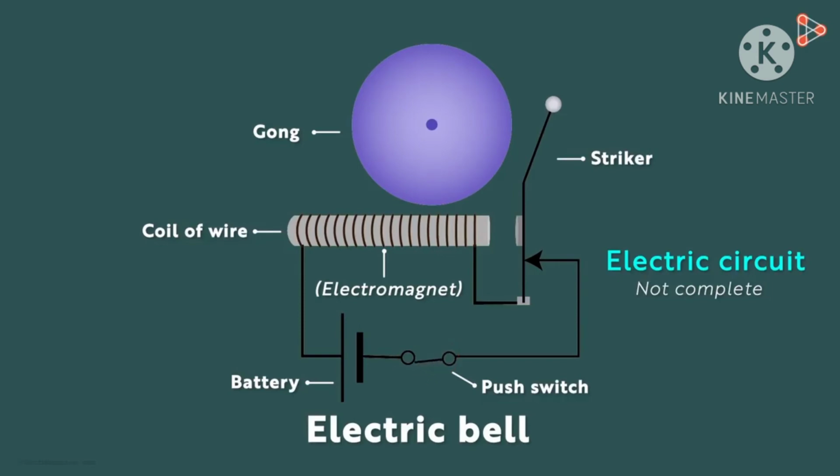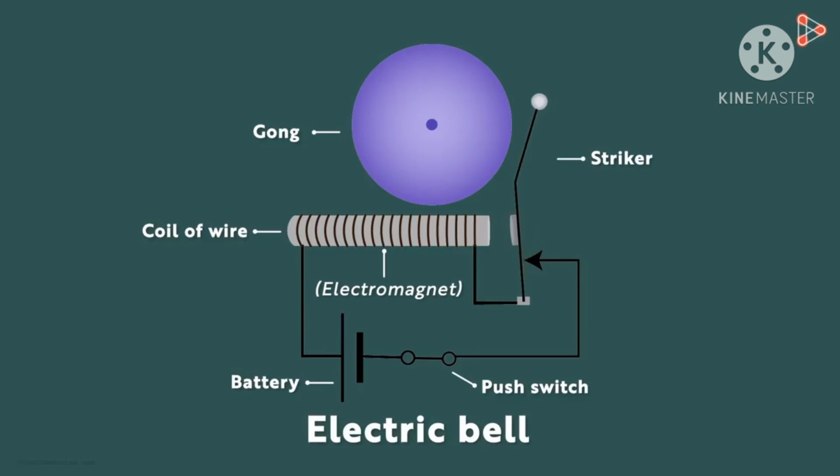When we push the button, this circuit gets completed and the current flows from the positive to the negative terminal. But when the current flows through the coil, it becomes an electromagnet. This electromagnet then attracts this soft iron towards it. And in the process, the striker strikes the gong and the sound is produced.